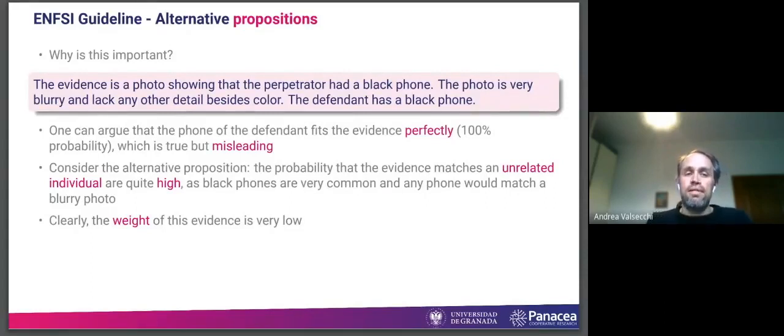By considering the alternative proposition, which is that the phone belonged to somebody else, we are forced to evaluate the probability that the phone of somebody else will match the photo, and this probability is going to be high because black phones are very common and any phone will match a blurry photo. So this will show that the weight of this kind of evidence is very low.